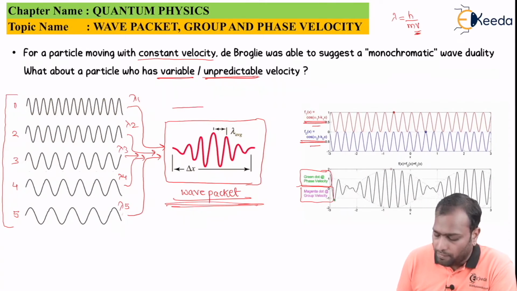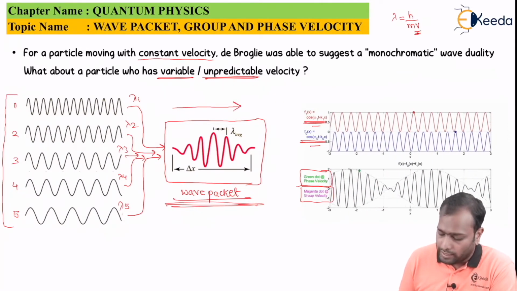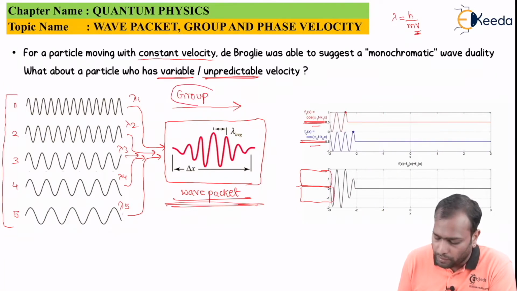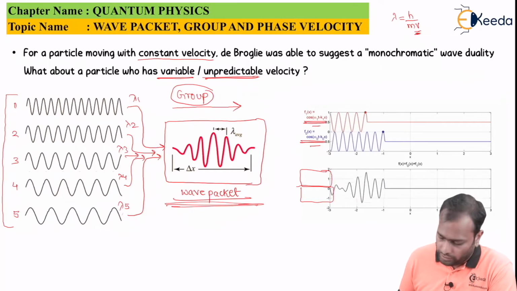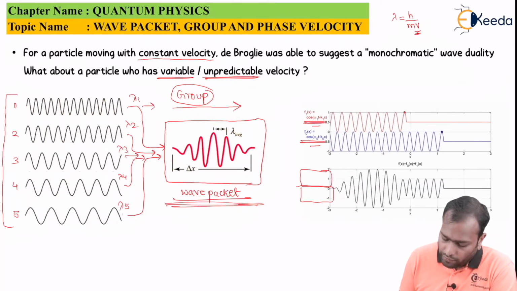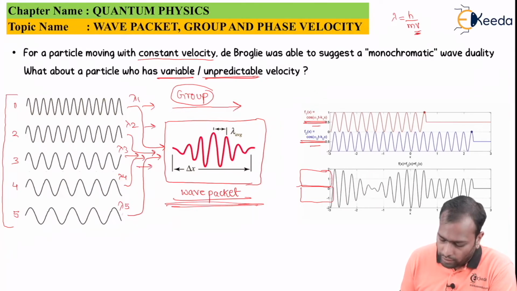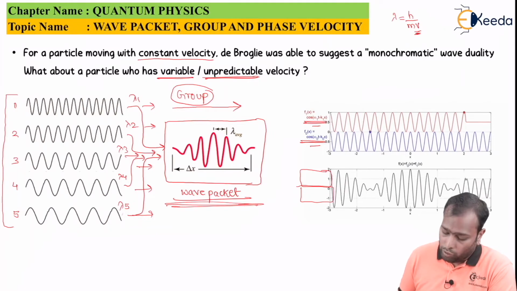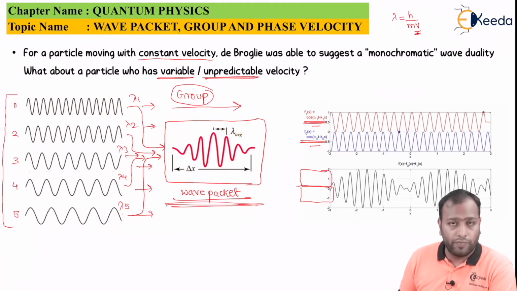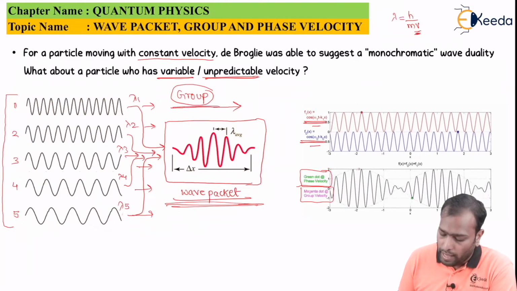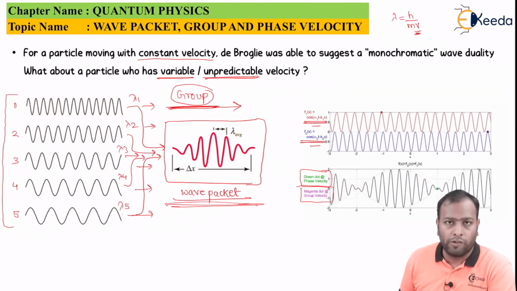The velocity by which the wave packet moves is called the group velocity. Since it is a composition of a group, it is called a group velocity. Similarly, the velocity by which all the different waves propagate is called the phase velocity. Do remember, group velocity and phase velocity are 2 different concepts. Group velocity is only applicable for this wave packet.